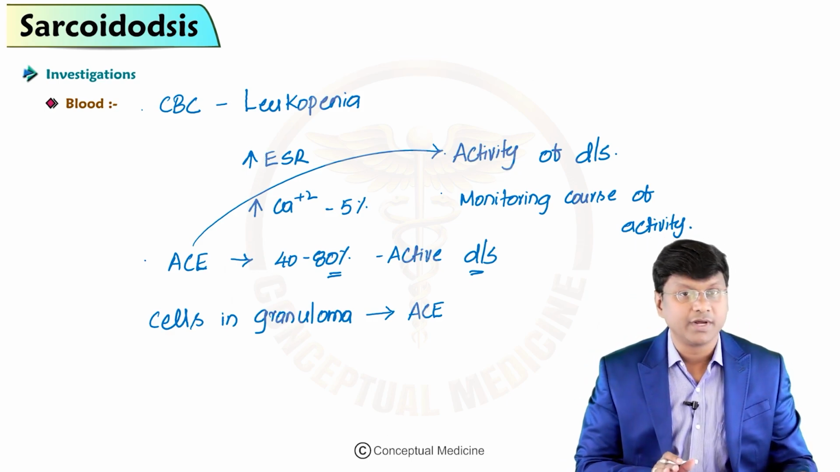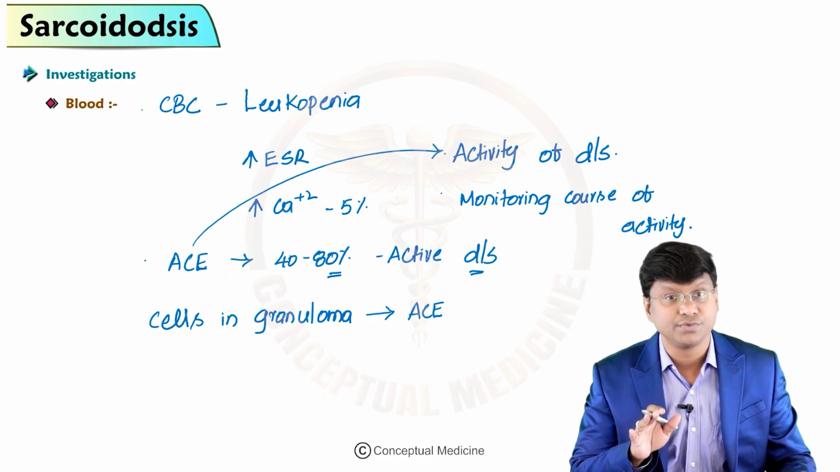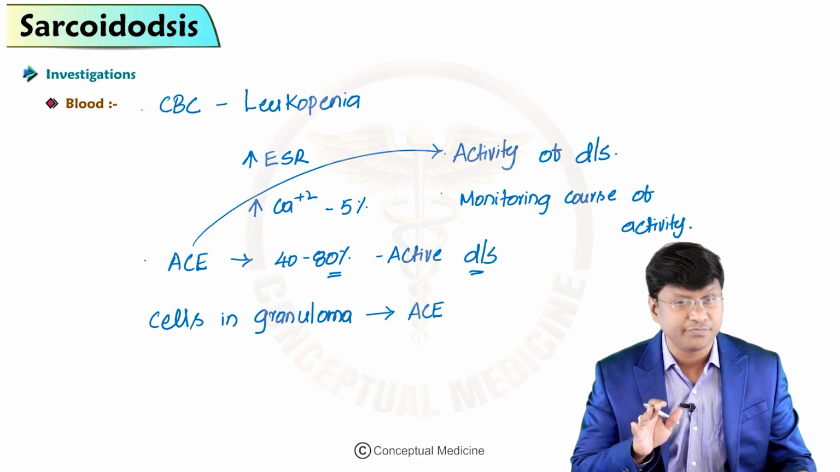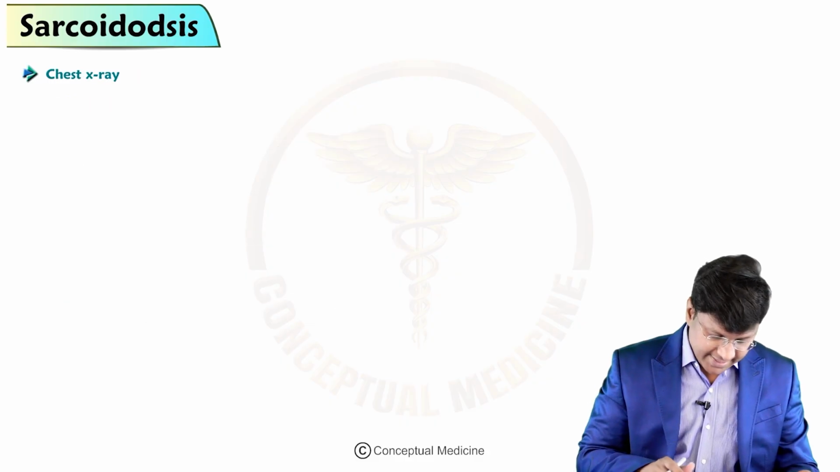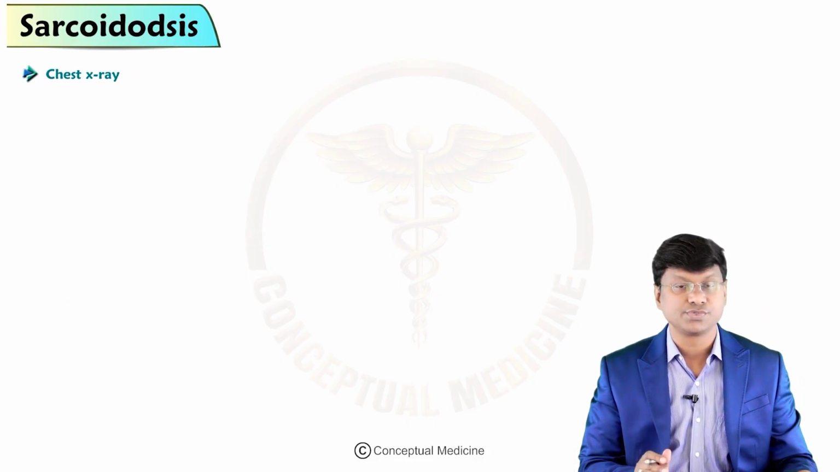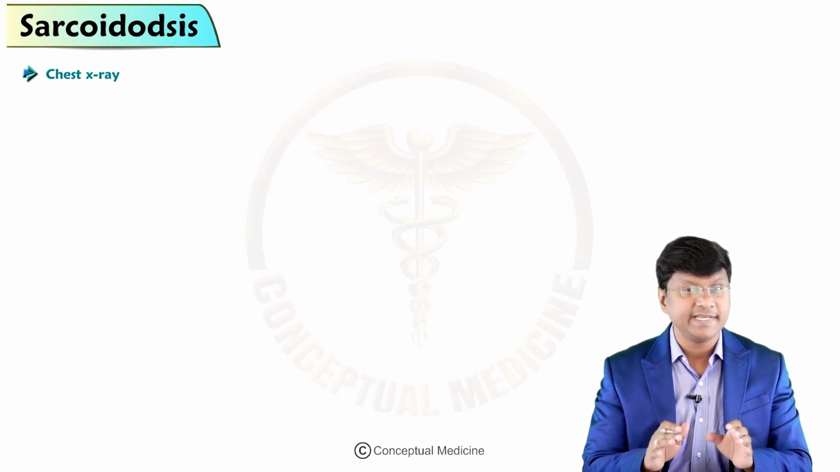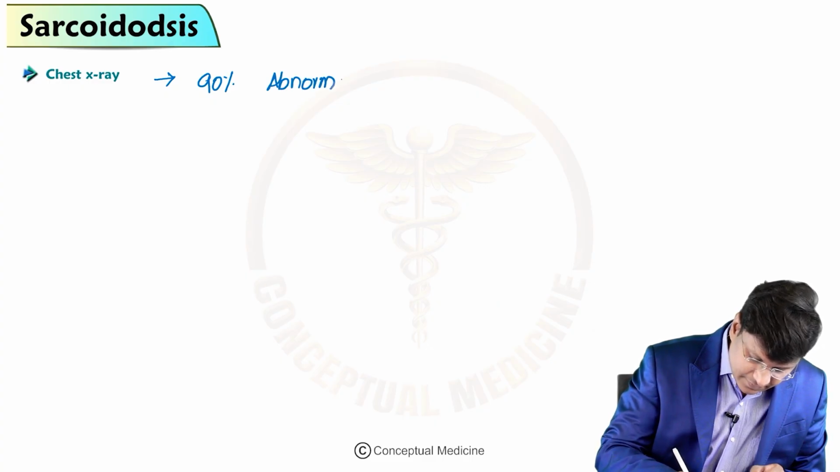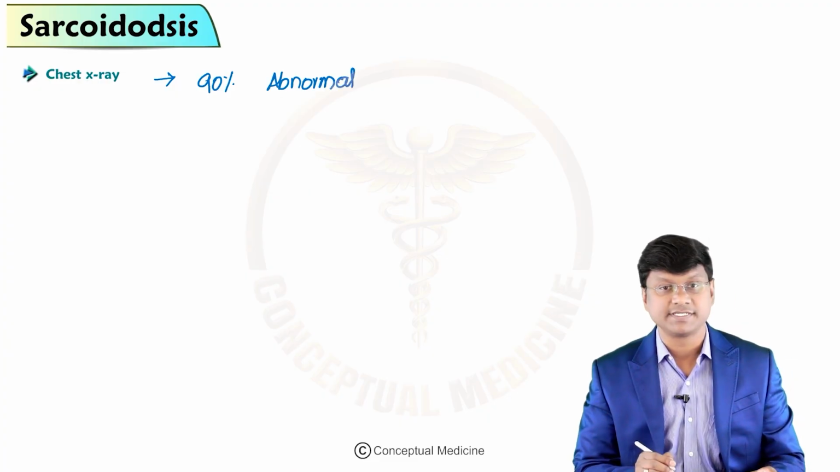Next, followed by the workup on the blood, the next important investigation you need to know is the chest X-ray in patients with sarcoidosis. This is a very important investigation. And what does this chest X-ray show? Almost 90% of patients with sarcoidosis have an abnormal chest X-ray.